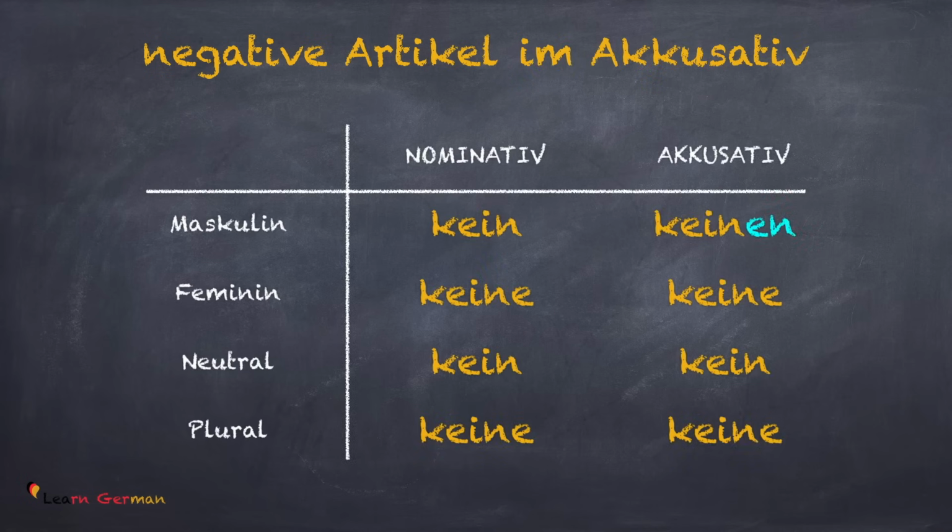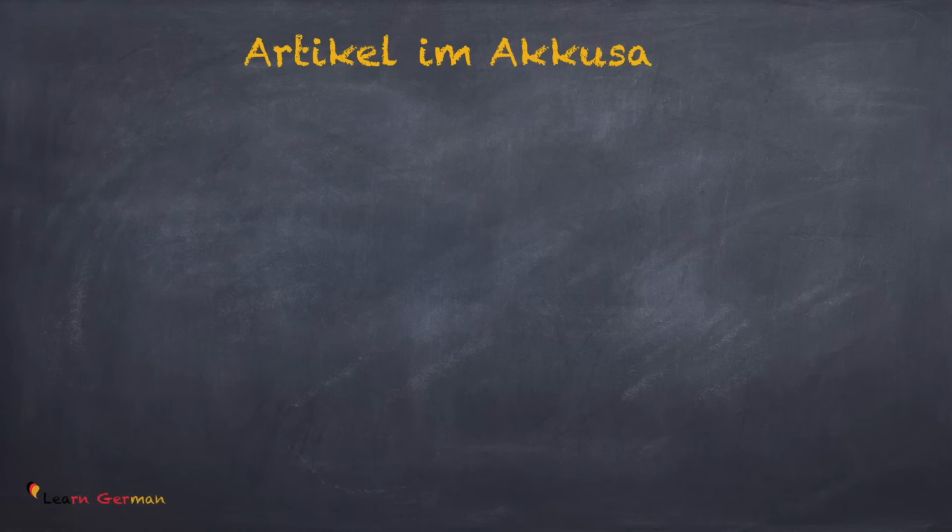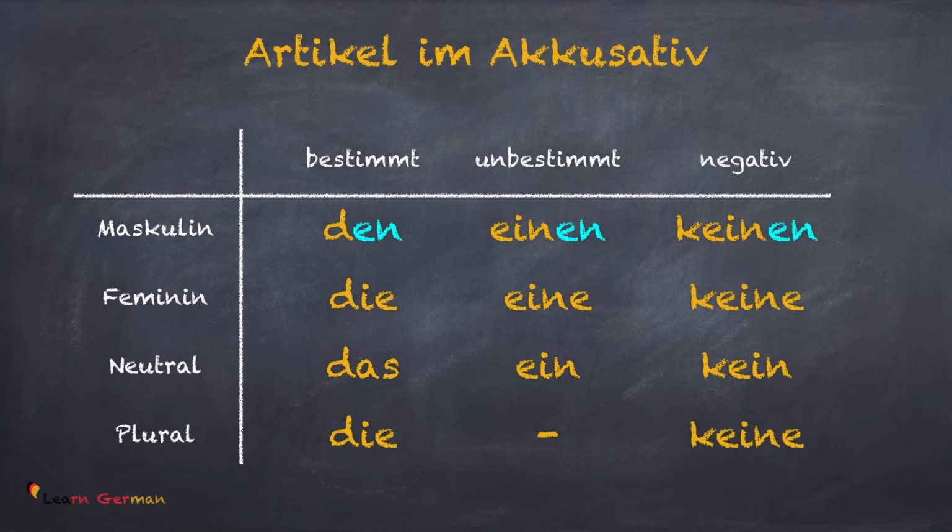Now let's once again look at the table to compare the nominative and the accusative articles. As mentioned before, only the masculine accusative object changes. In this case, kein would change to keinen. Great! Now let's put all the accusative article zusammen, together. Except for masculine, all other articles remain the same as they were in nominative. In masculine, only an extra ending en is added to ein and kein, and der changes to den.